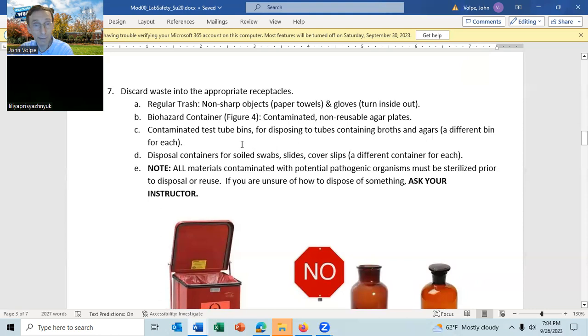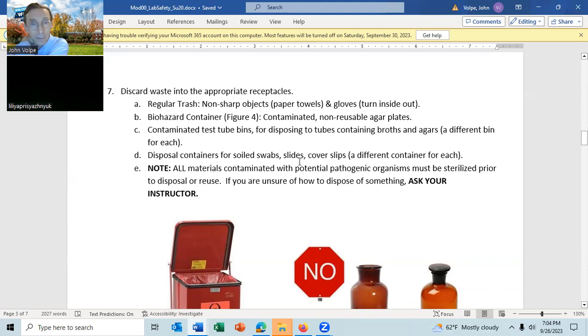Contaminated test tubes, like tubes that you're done working with, take off the label and put them in the test tube bin for old test tubes, which is at the back of the lab. There's a different bin for different items. There's a bin for glass pipettes, a bin for glass test tubes. We don't really use beakers, but you'd put that back there too.